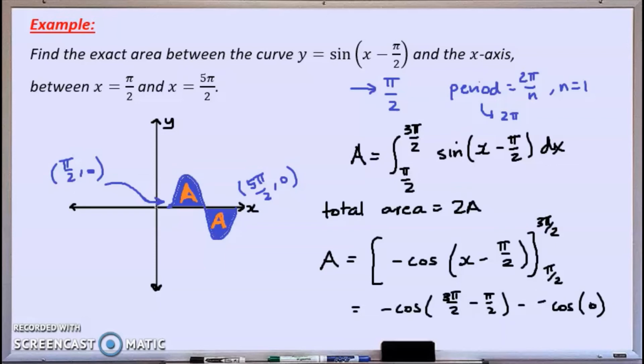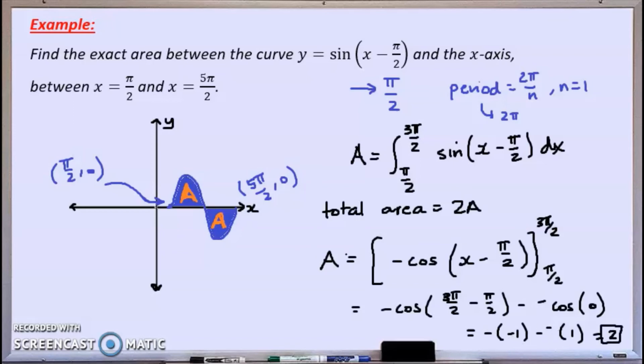Now we know cos of 0 equals 1, and we know here 3 pi on 2 minus pi on 2, cos of negative pi equals negative 1. So this equals negative of negative 1 minus negative 1. So my area A actually equals 1 plus 1, which equals 2 square units.